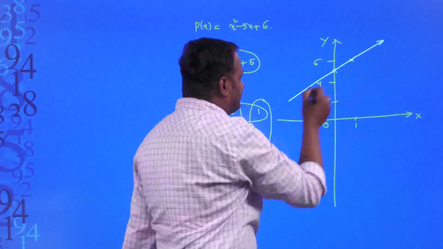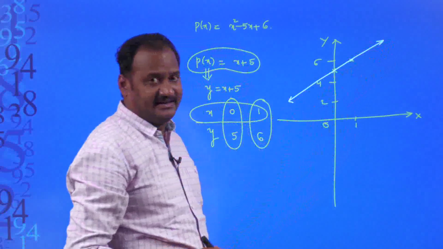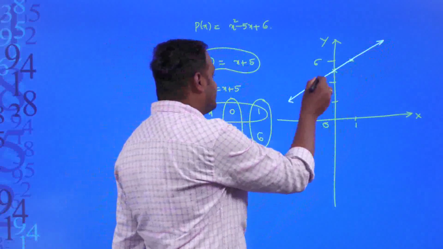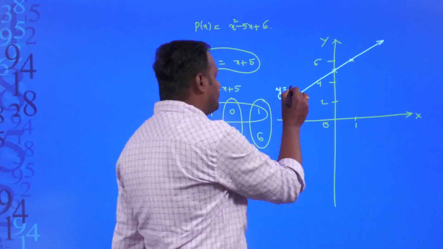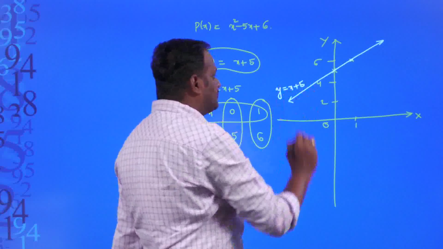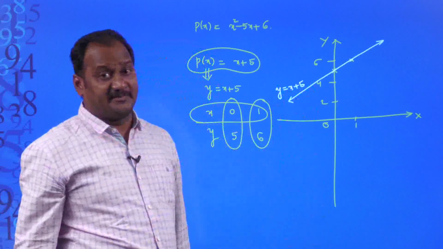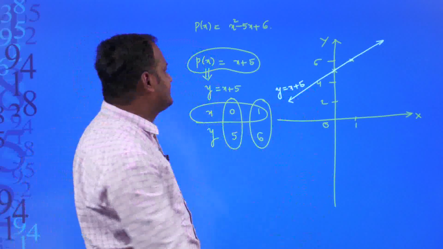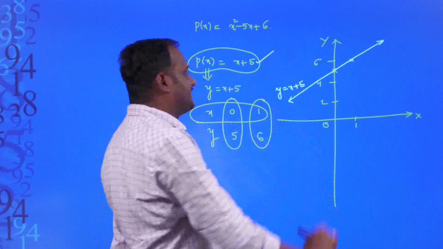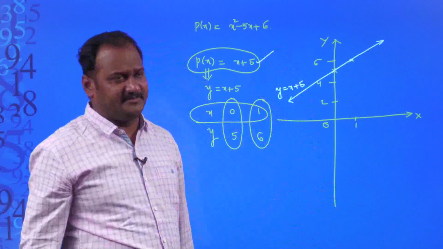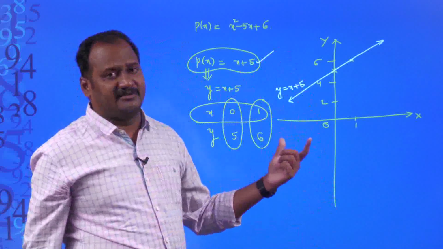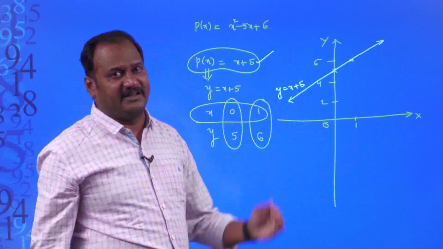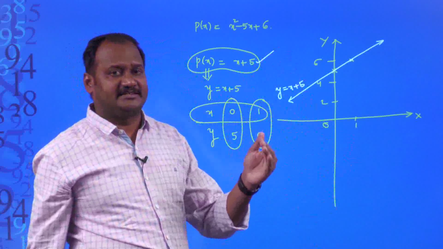So it represents a straight line. The name of the straight line is y is equal to x plus 5. So y is equal to x plus 5 represents a straight line on the coordinate plane. So that is the position of p of x is equal to x plus 5. It means every first degree polynomial, every linear polynomial, represents a straight line.